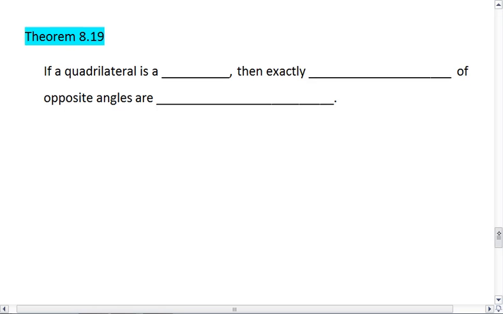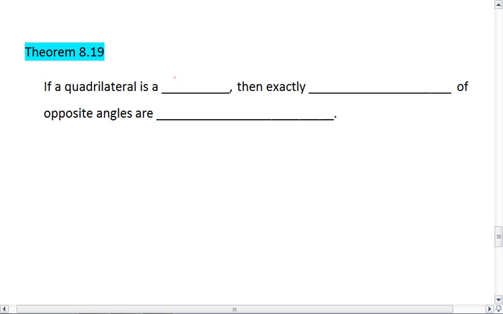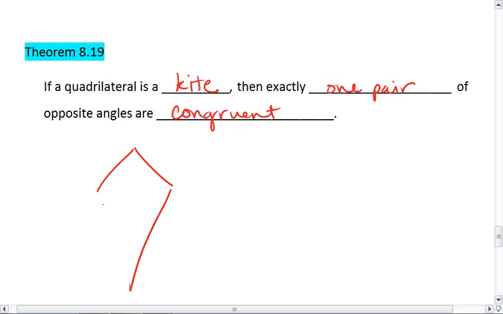Theorem 8.19, if a quadrilateral is a kite, then exactly one pair of opposite angles are congruent. This is really important. So a kite, we're going to draw yet another kite here. In this kite, this angle and this angle are not congruent. However, these two side angles are congruent.